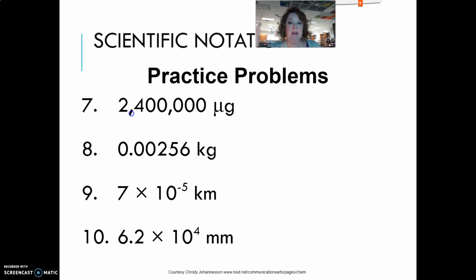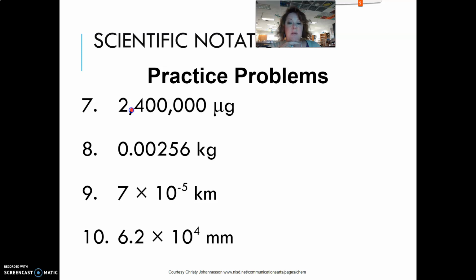But we need to decide how many significant figures it has. I'm going to say there are 2 significant figures because all of these zeros are not significant. Even though they're important, they're not significant for our answer because there is no decimal shown. So that's going to be 2.4 times 10, and how many times did we move the decimal place? 1, 2, 3, 4, 5, 6.